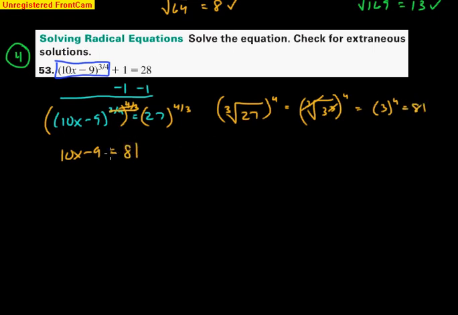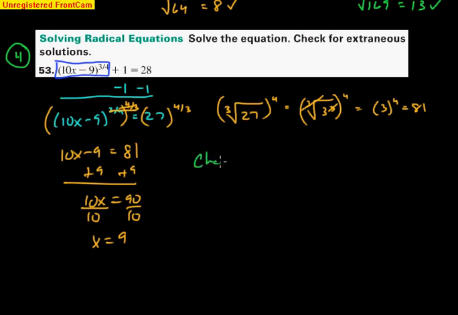This simplifies to 81. And now we just solve for x. Add 9 to both sides and divide by 10 on both sides. And I think that my answer is 9, but I'm not sure until I check. I must plug it in to check, and I will.